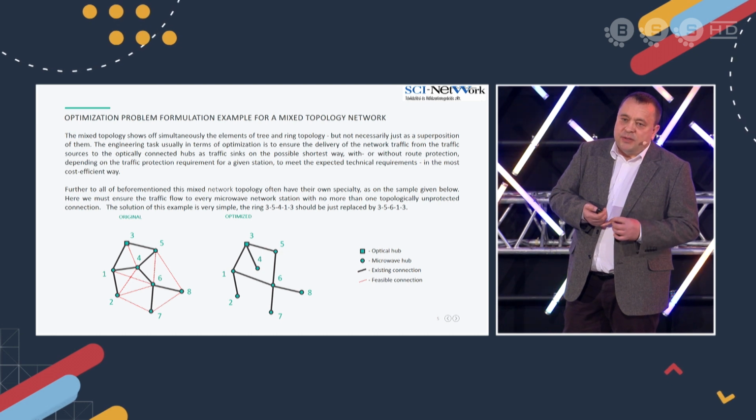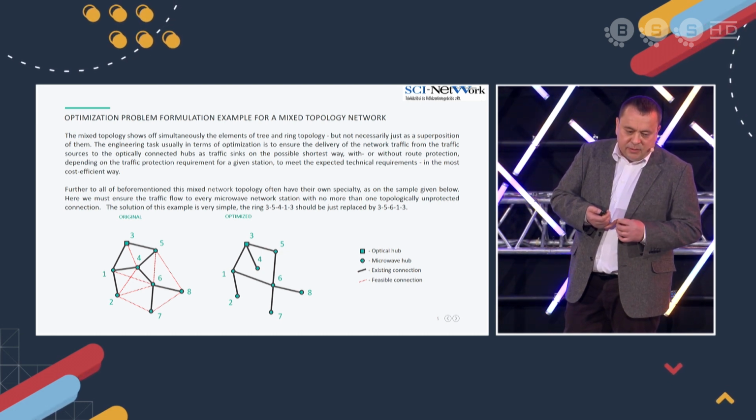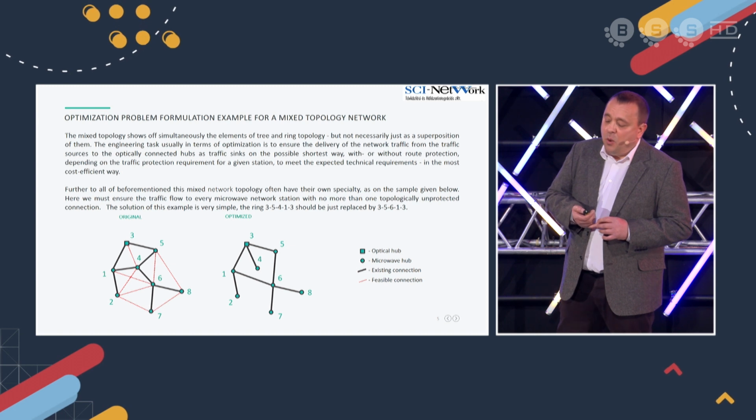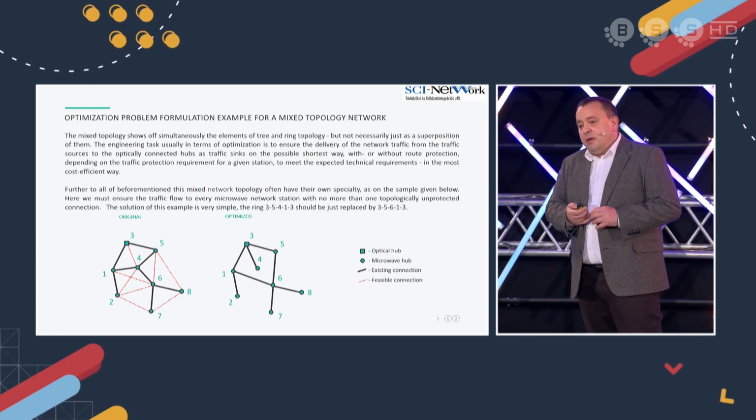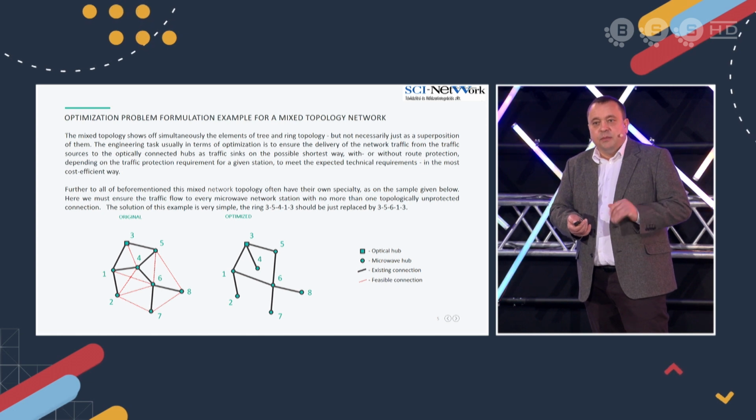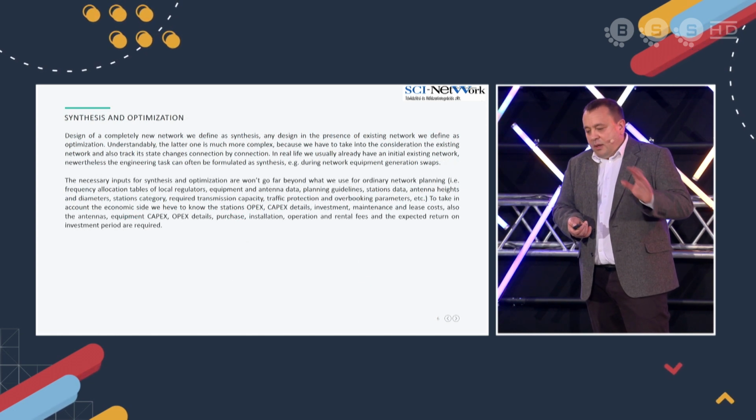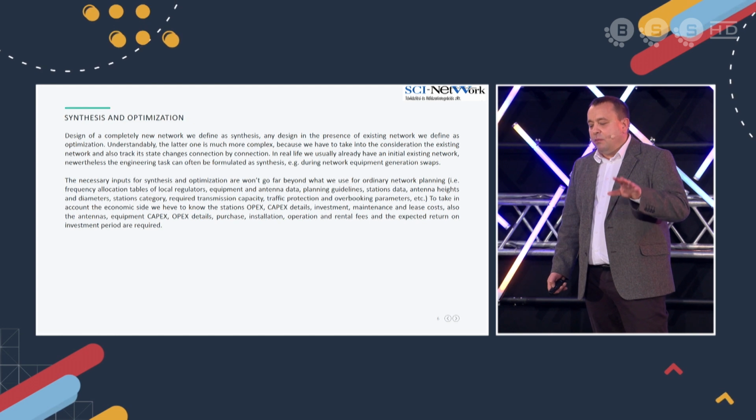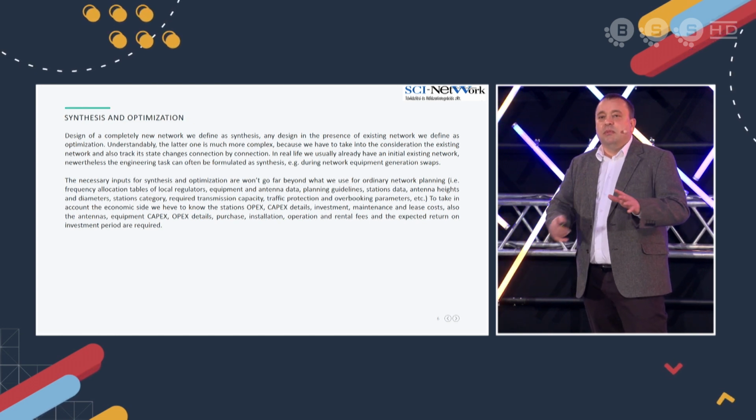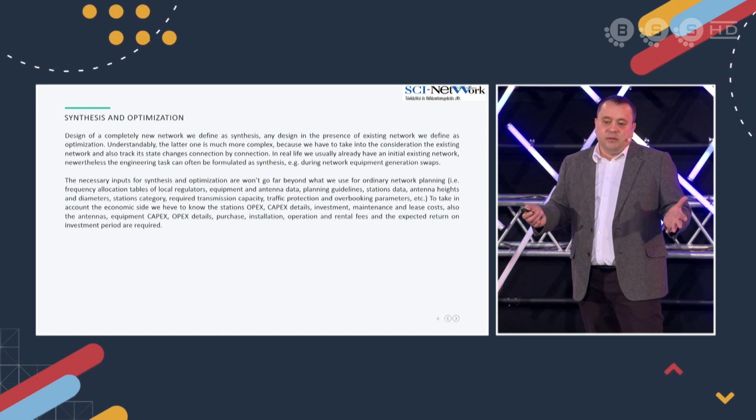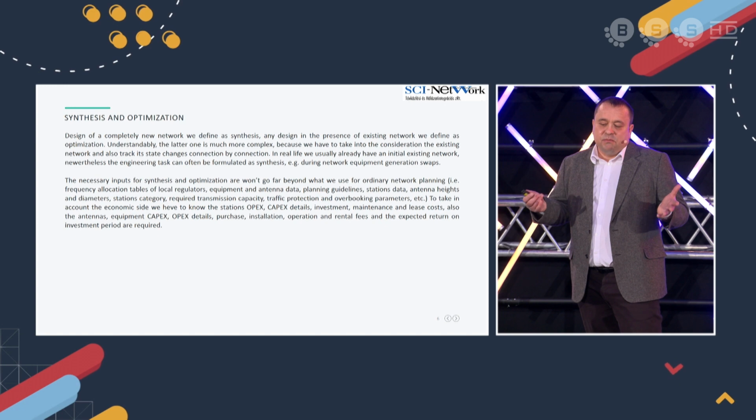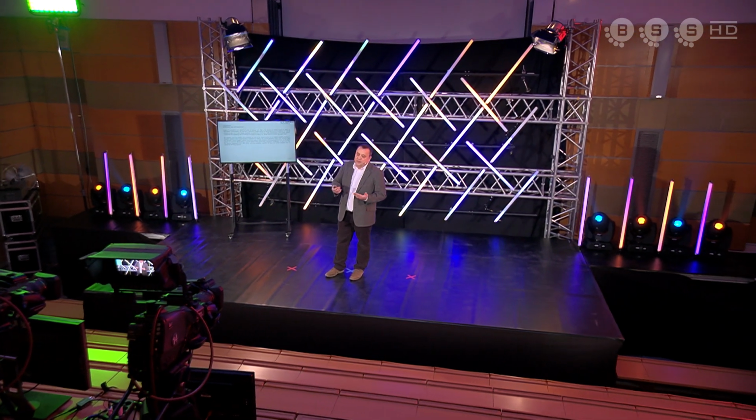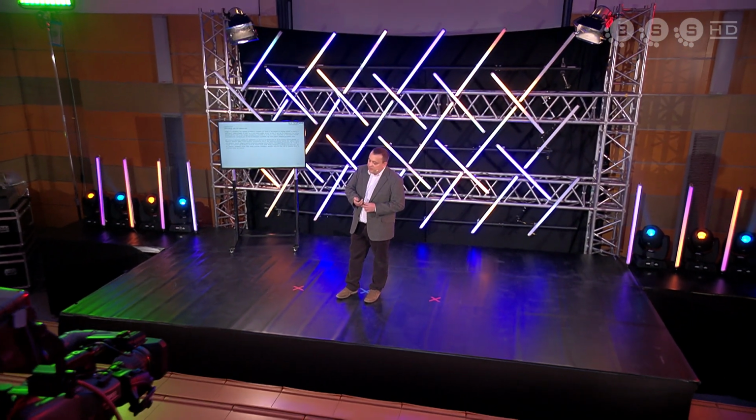Here you can see the main network elements. They are tree elements and ring elements. These are just the two basic elements. All kinds of networks are built from these elements. There are two different tasks during your practice. If you already have an existing network, your task is optimization. If you have practically nothing, it is synthesis.